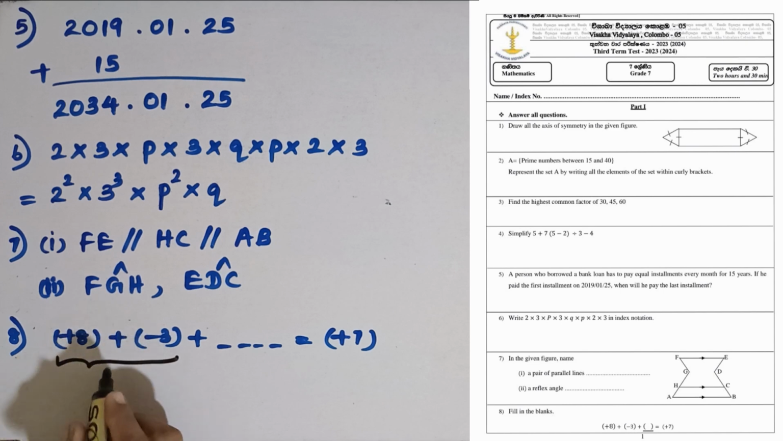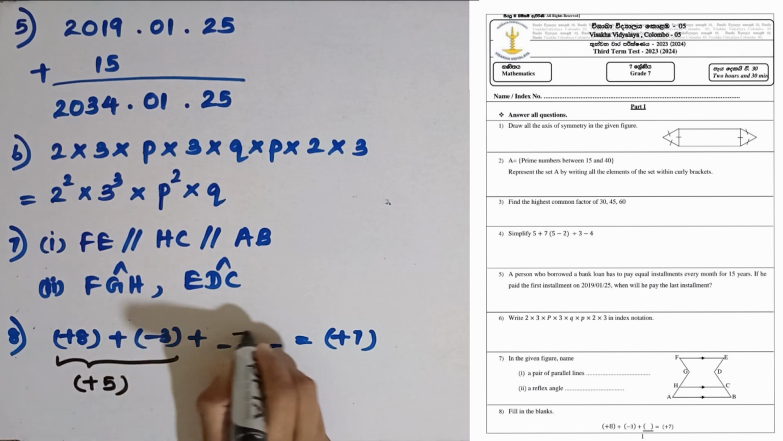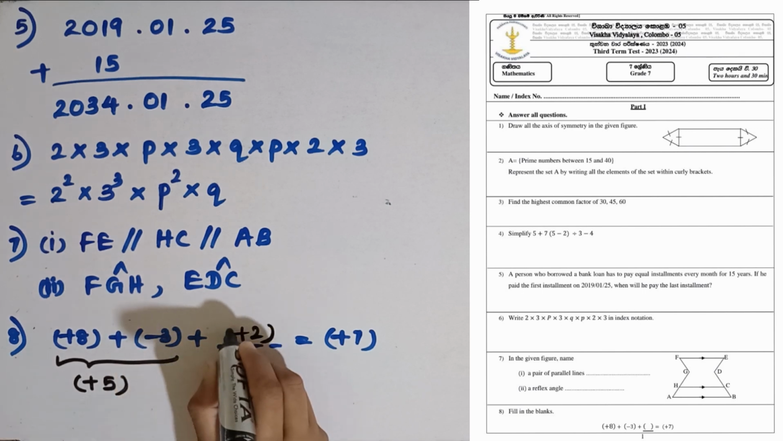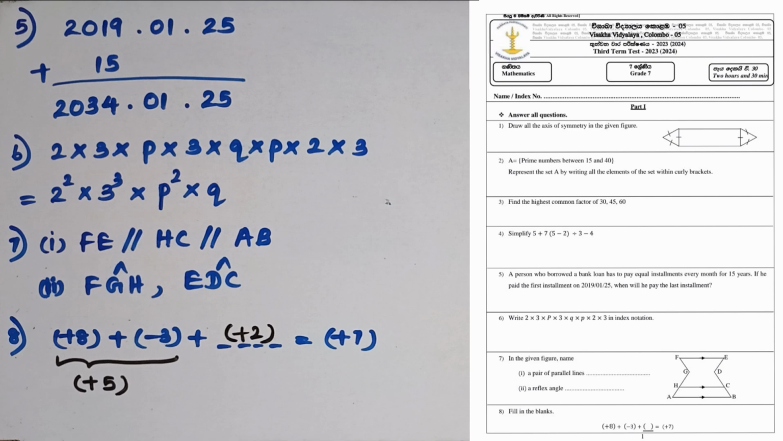8 minus 3 is 5. Then we have to take the sign with the largest magnitude, that is plus sign. +5 is the answer here. Then to get +7, we have to add +2 to this directed number. So the answer we have to write is +2.